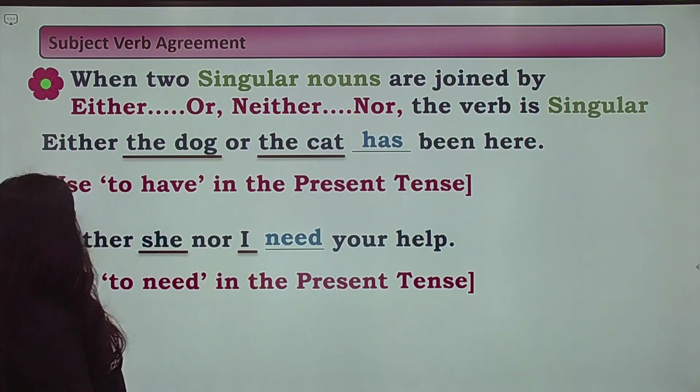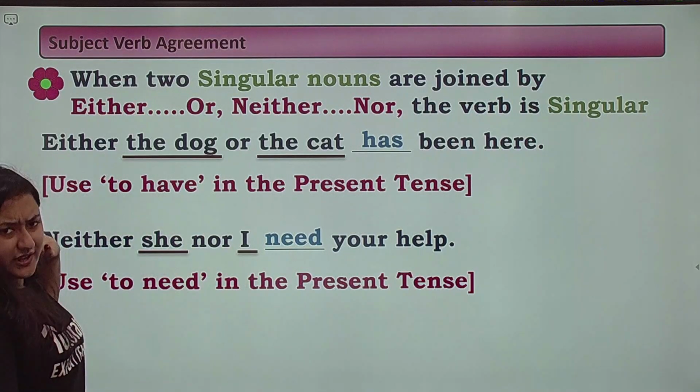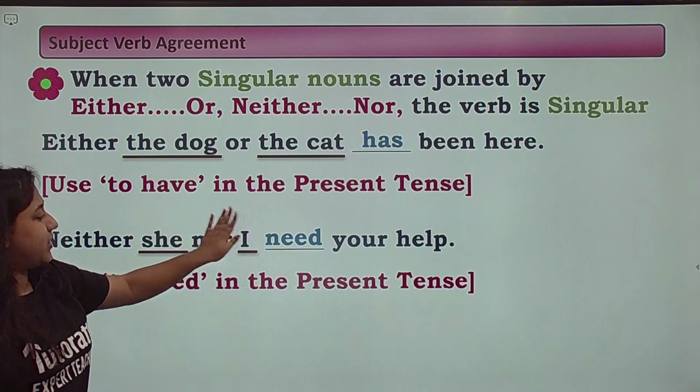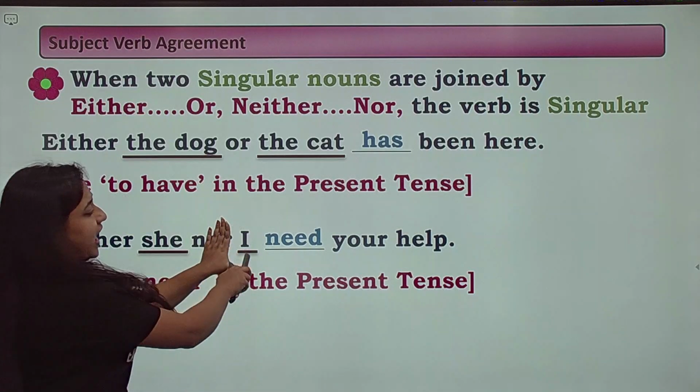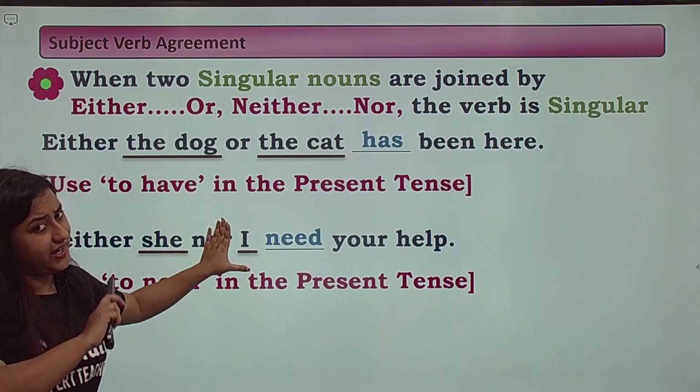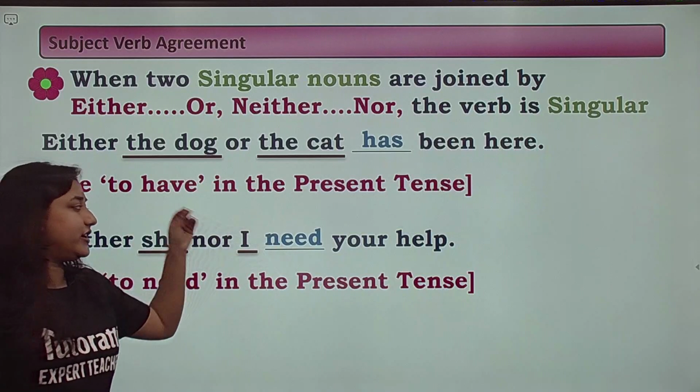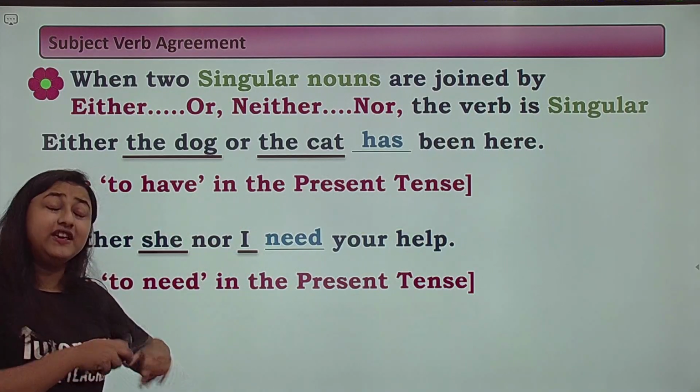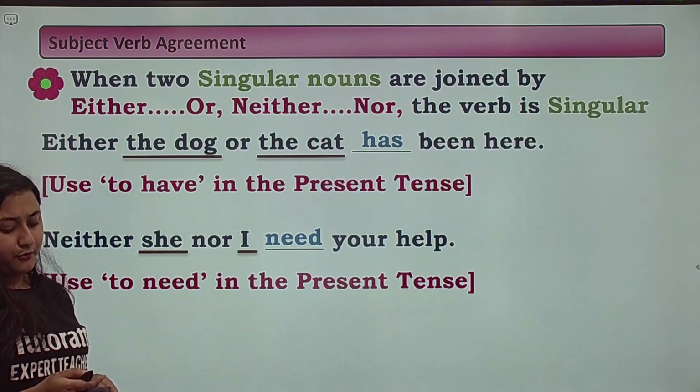Next one. Neither she nor I, forget about neither and nor. Read only the second part of the sentence. Cover until here. I dash your help. What would you say? I need your help. If it is I need your help, you just write need. Okay, an even better way to remember this. Moving on to the next one.